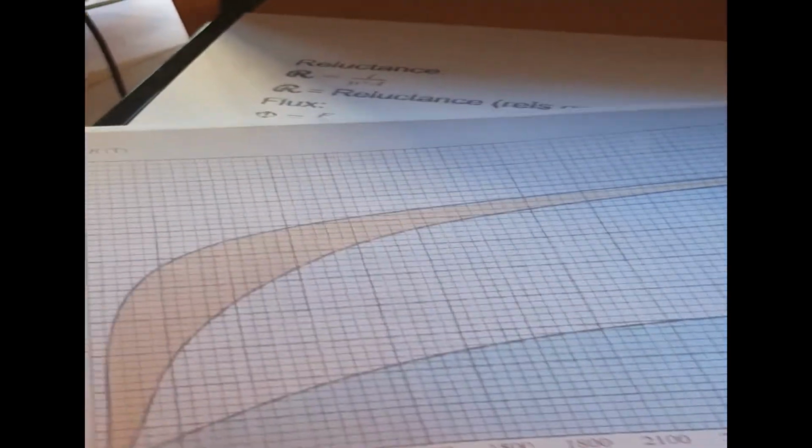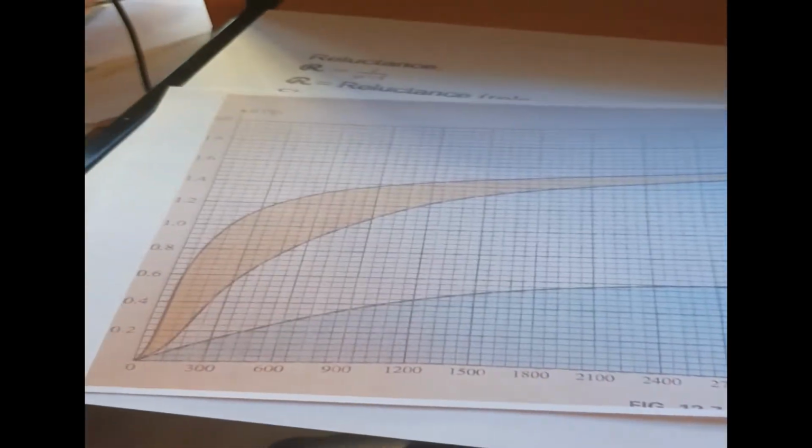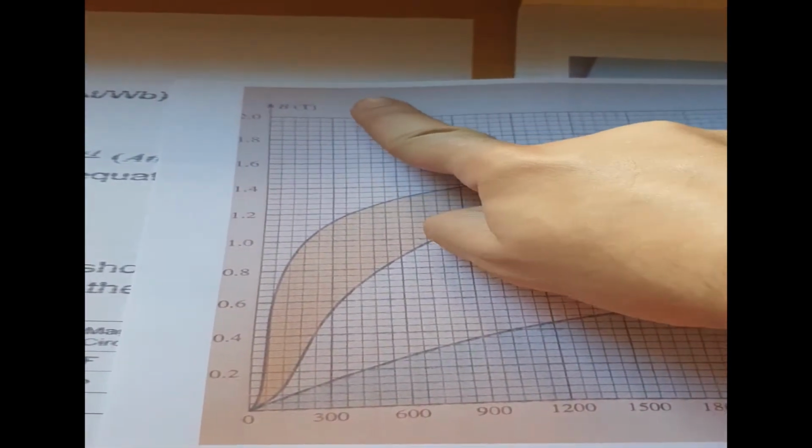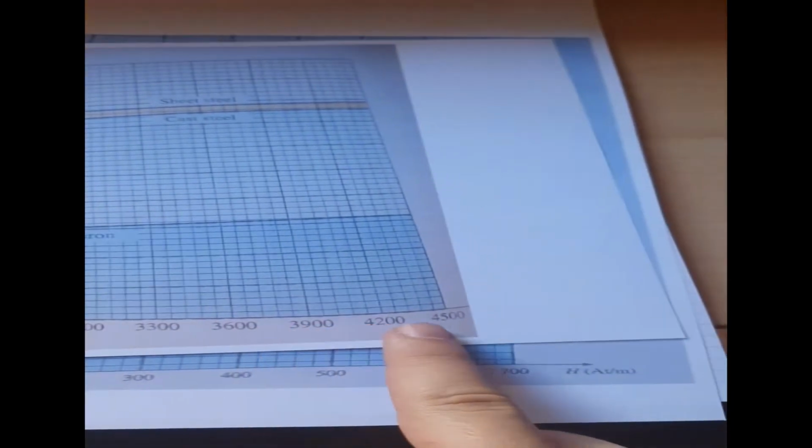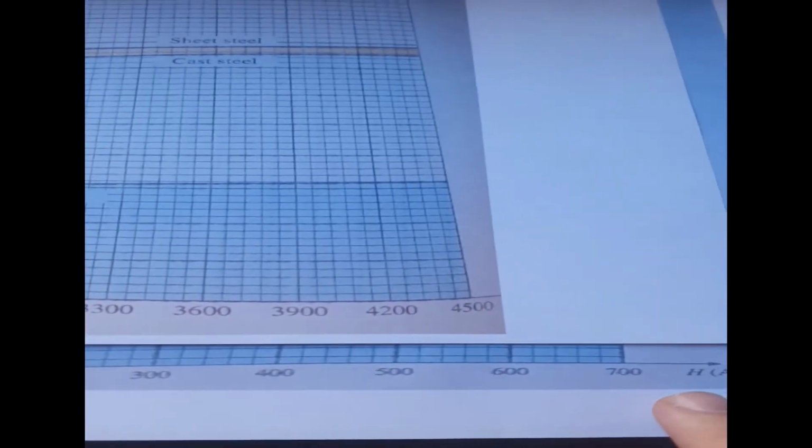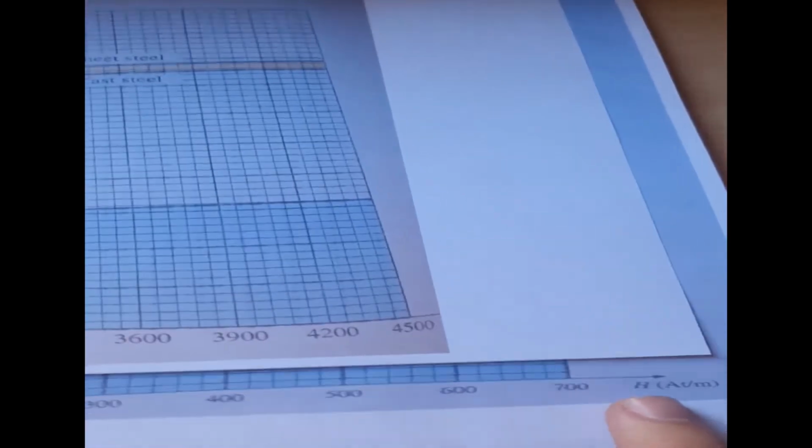Yes, maybe we know a few values, but what if we don't know all of them? Well, there are two graphs that we'll use today, very useful graphs. One of them is this one here, and this is the other one. Don't worry, they are basically the same thing. They show you the value of Tesla's B here, and here is the value of H, of the magnetic force.